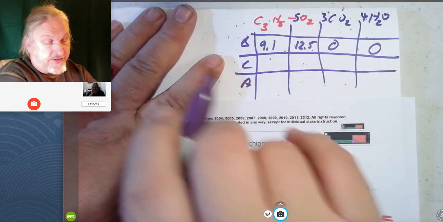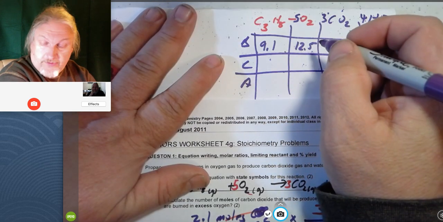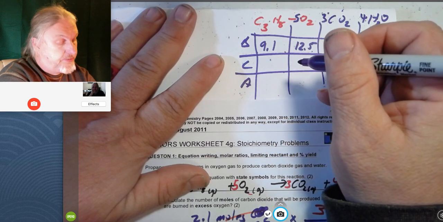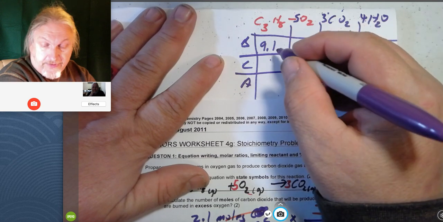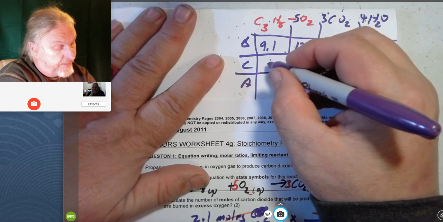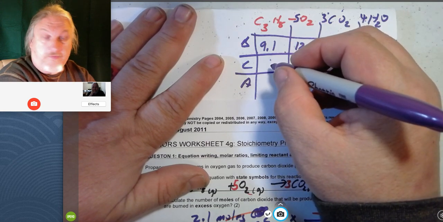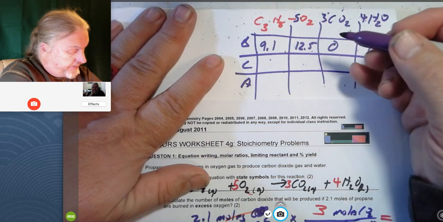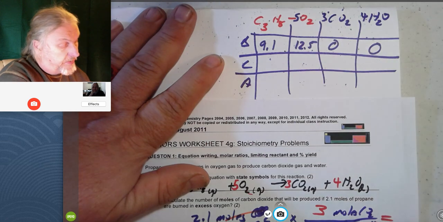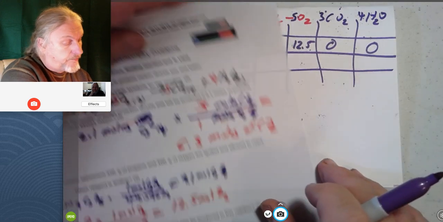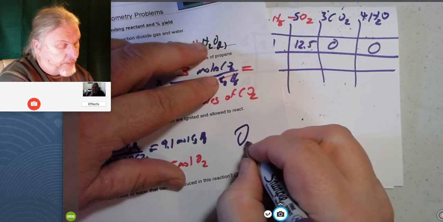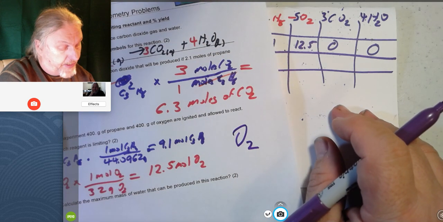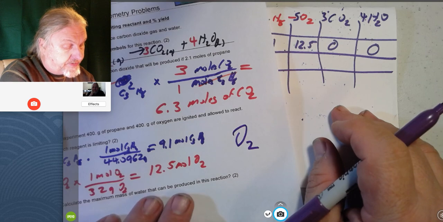All right, so let's look. 1/5 of 12.5 is 2.5. Do I have 2.5 moles? Yes, I've got a little over that, about 6.6 moles over. I've got 9.1 moles. So that means the limiting reactant is going to be oxygen. So we're going to write O2 down there. That's it. Okay, so we're going to calculate the maximum mass of water that can be produced in this reaction.